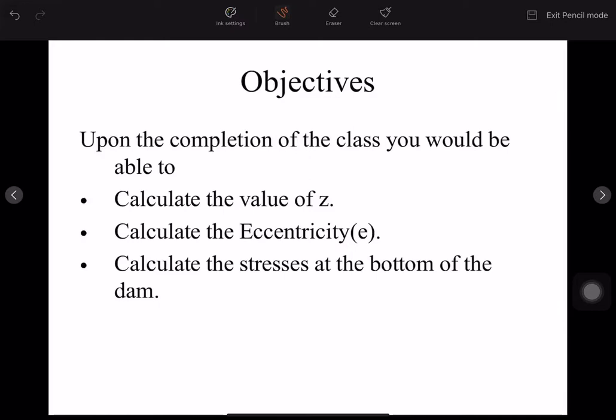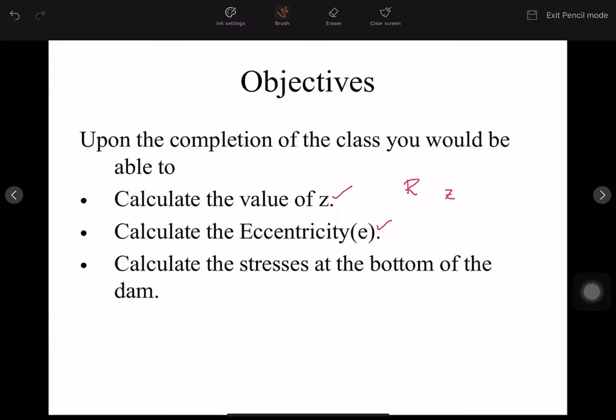So today our main objectives are: after completion of this class, you would be able to calculate the value of Z. As I mentioned in the previous class, R cuts the bottom of the dam at a certain distance from the vertical face of the dam, which we have called Z. So we'll derive an equation for Z, and also we'll calculate the eccentricity, and later we'll derive the equations for various stresses at the bottom of the dam. So these are the main objectives of this class.